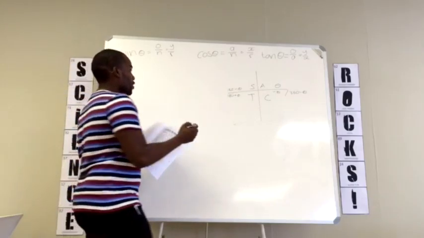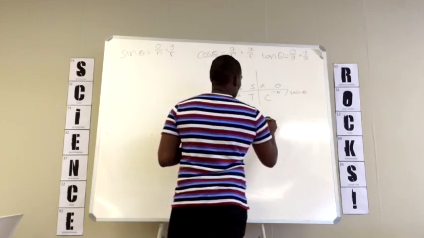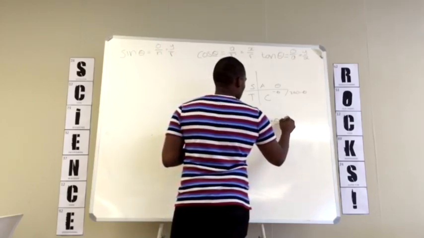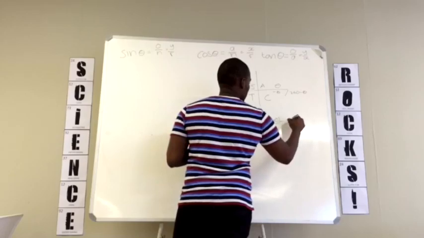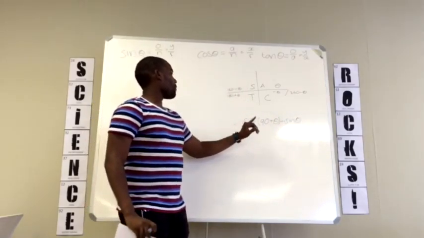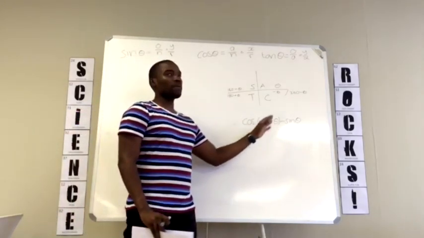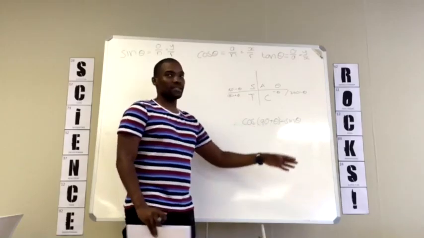So if I've got cos of 90 plus theta, it's equal to negative sine theta. Whereas the cos of 90 minus theta is equal to sine theta. The sine of 90 plus theta is cos theta. The sine of 90 minus theta is cos theta.